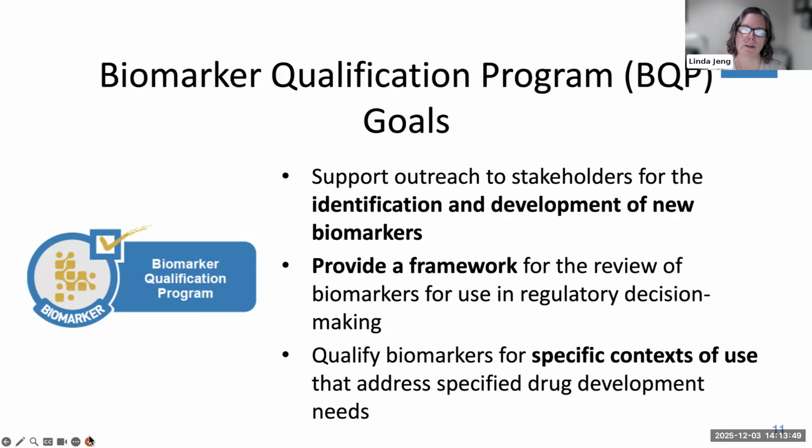The goals of the biomarker qualification program are really that outreach between the FDA and the stakeholders to identify and develop new biomarkers, to provide a specific framework for the review of the biomarkers for use in regulatory decisions, and then to really focus on what the specific context of use for the biomarker is and have a very clear definition of what's going on. The reason for that is because once the biomarker is qualified, then it would be able to be used across applications at the agency without further review of the biomarker. So this is a beneficial program to have the biomarkers qualified.